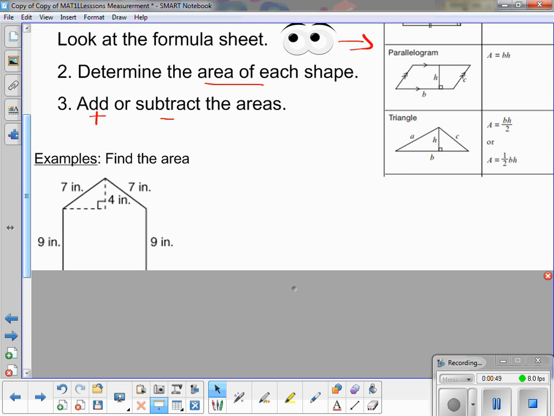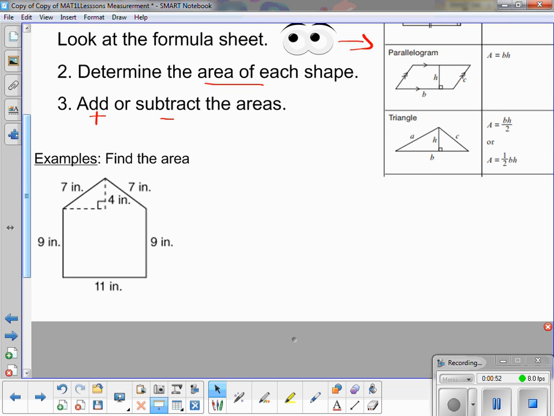The first one says find the area of this. So it kind of looks like a stick house. When I'm looking at that, I can see that there are two shapes. The one shape, it appears, is this rectangle, so I'm going to call that shape 1. And then the other shape I see is a triangle, and I'm going to call that shape 2. I literally am going to label them shape 1 and 2 because it makes it easier for me to figure out what to do. So shape 1, it appears to be a rectangle.